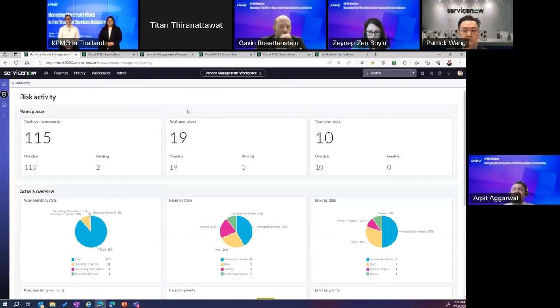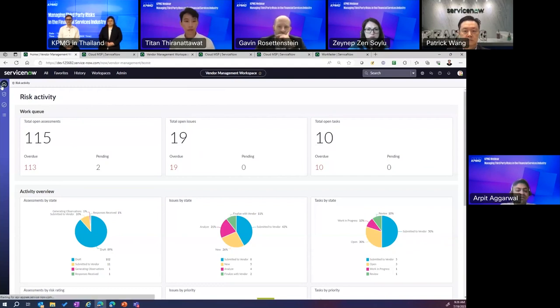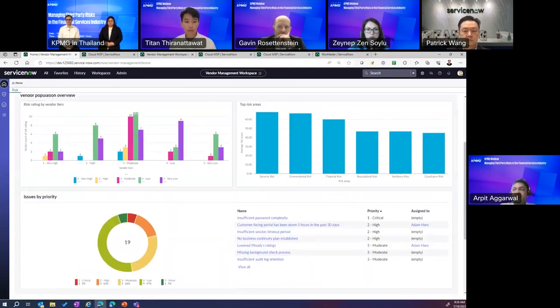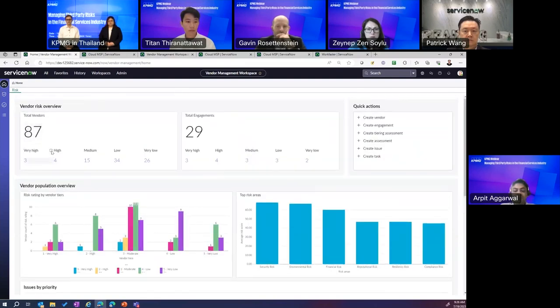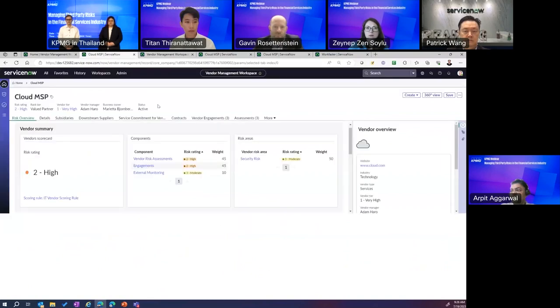So basically, this workspace provides a single pane on a single page where any leadership from an organization can view what my risk posture from a vendor risk management perspective looks like. Right now, further moving on to the demo, we would take a vendor. We will go with a vendor with a high risk rating, which is Cloud MSP.